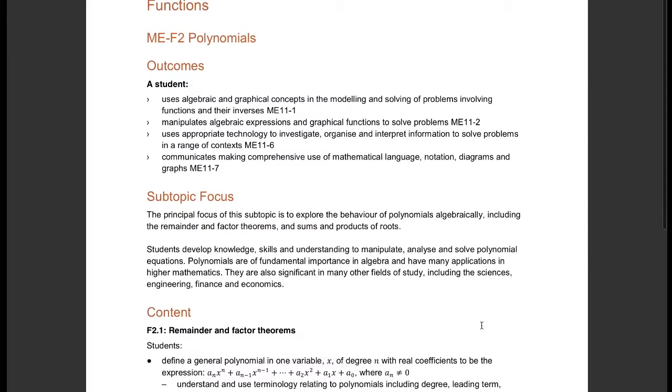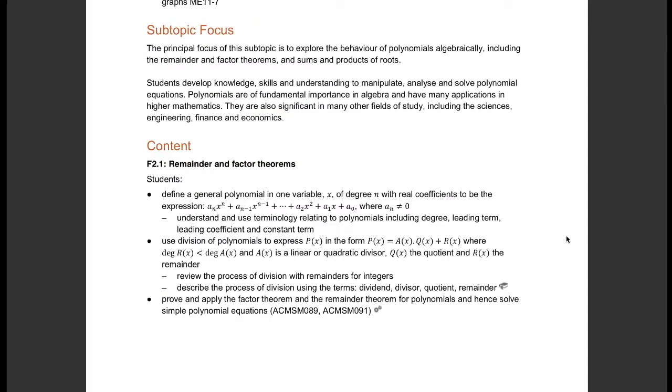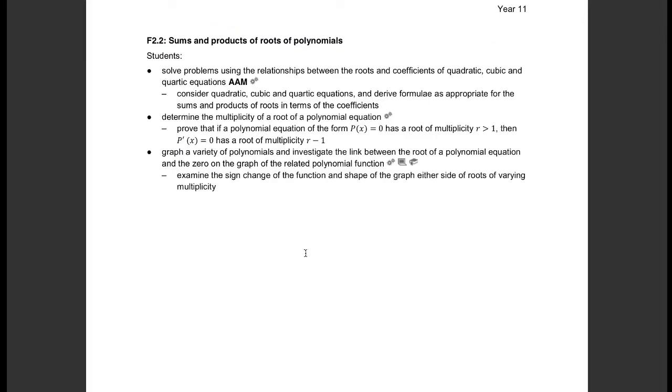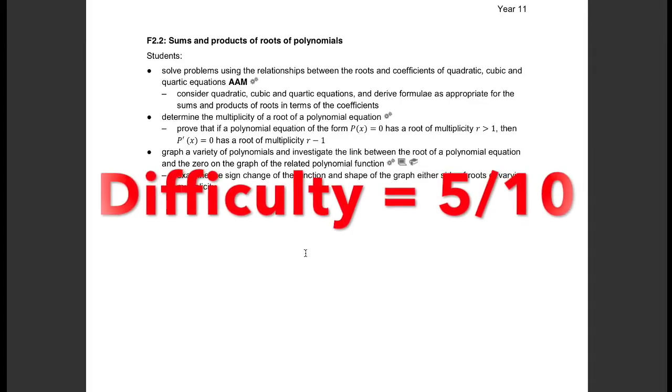The second part of functions is polynomials. In this subtopic, we will be looking at the behavior of polynomials. Those are expressions with powers of x or any other variable. And then we will be looking at the remainder and factor theorems, as well as the sums and products of roots. These are all techniques to find the zeros or the solutions of a polynomial. I would rate the polynomials subtopic as a 5 out of 10 for difficulty.